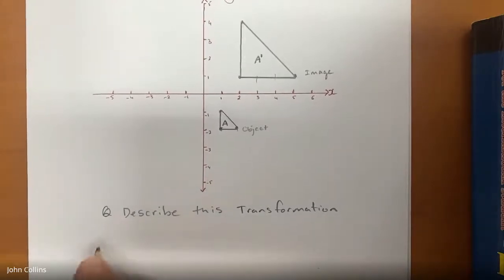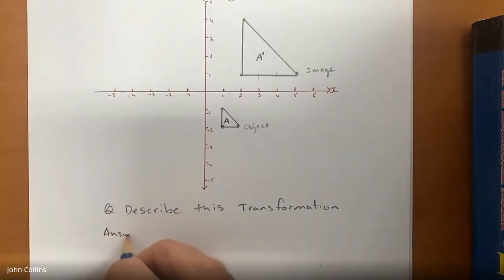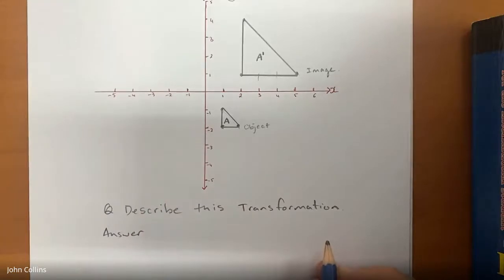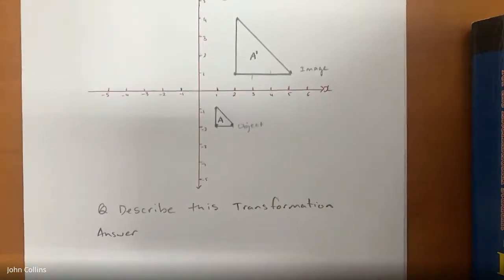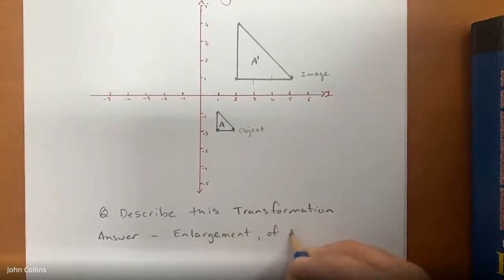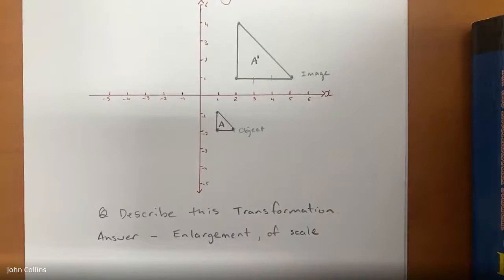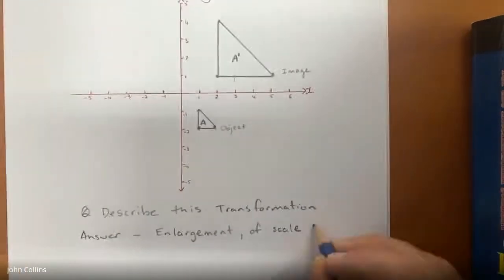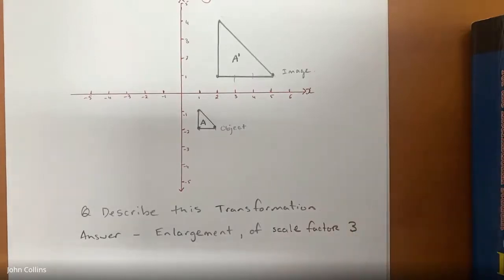So I'm going to write the answer down here. First thing is, it's an enlargement. That's the type of transformation it is. It's not a reflection. It's not a translation. It is an enlargement. And I'm going to say of scale factor, which is just what we discussed, how much bigger? Scale factor 3, because it's 3 times bigger.